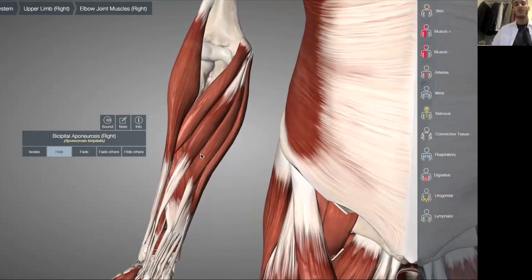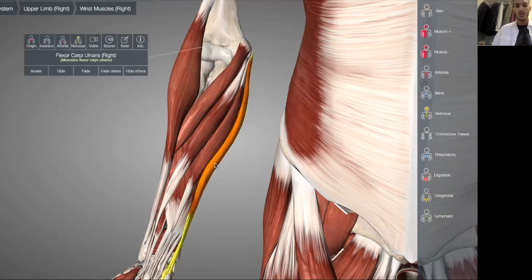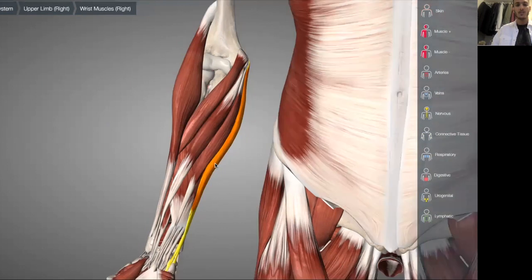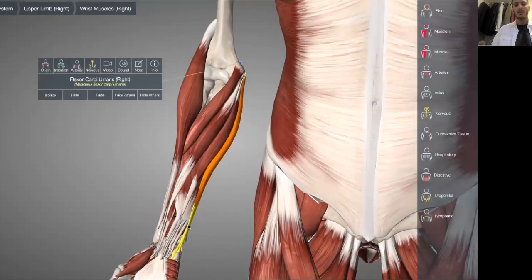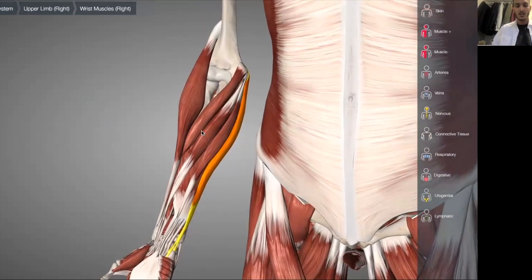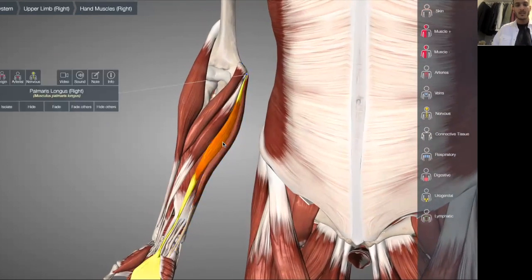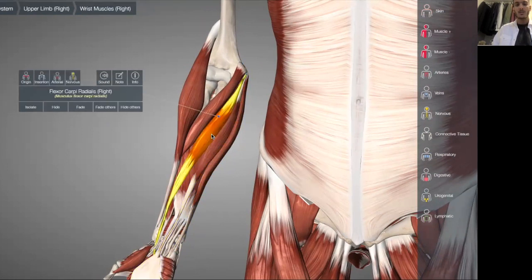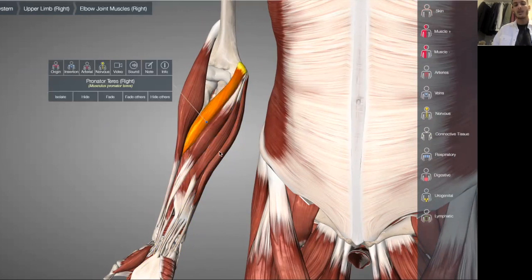Just remember that we have 3 layers in the flexor muscles, and I'm going to dive into the first layer. The first layer is the superficial layer of the flexor muscles, and this one right here is called the flexor carpi ulnaris, because remember, it's close to the ulna. Okay, flexor carpi ulnaris right here. Then we have the palmaris longus. Then we have flexor carpi radialis, and finally pronator teres.